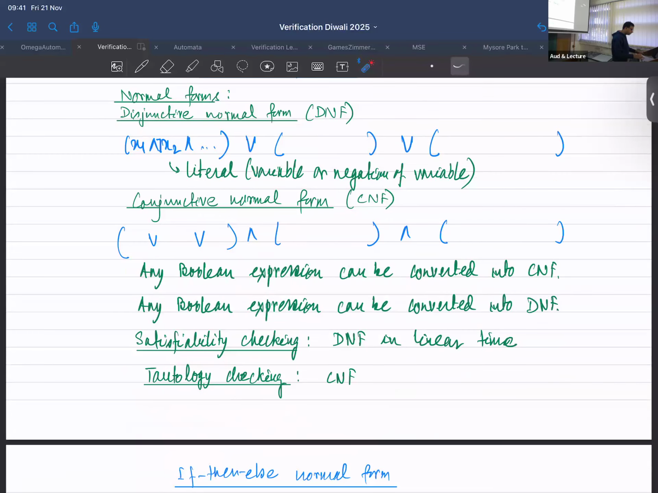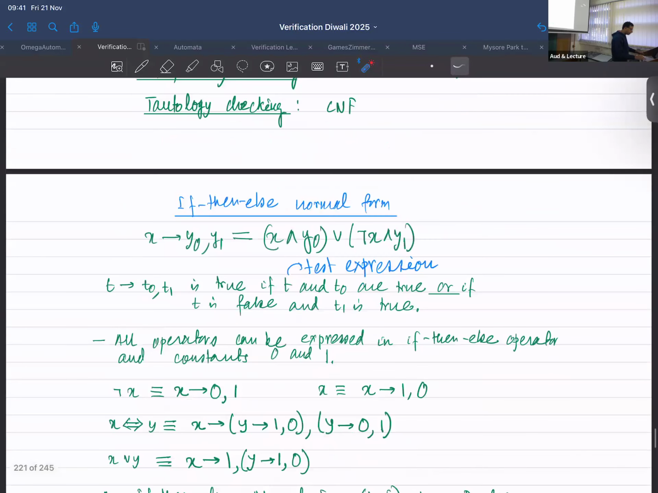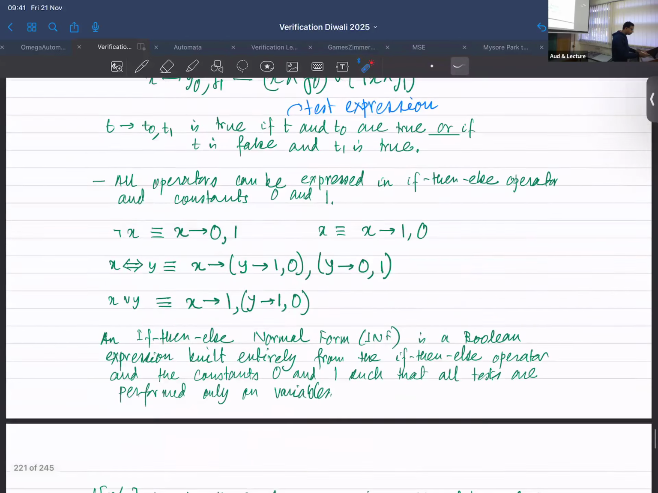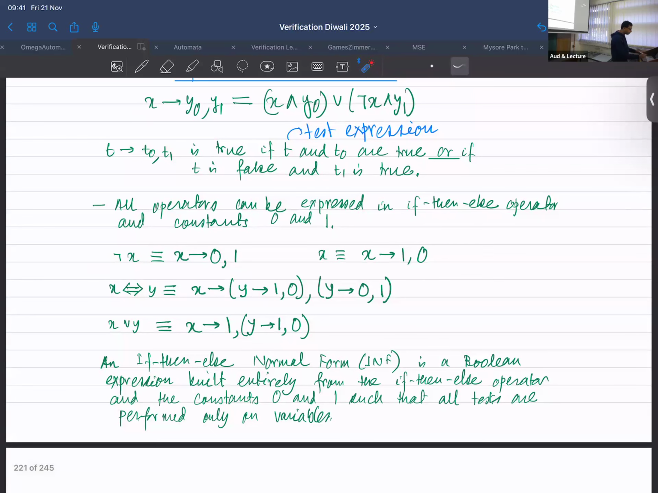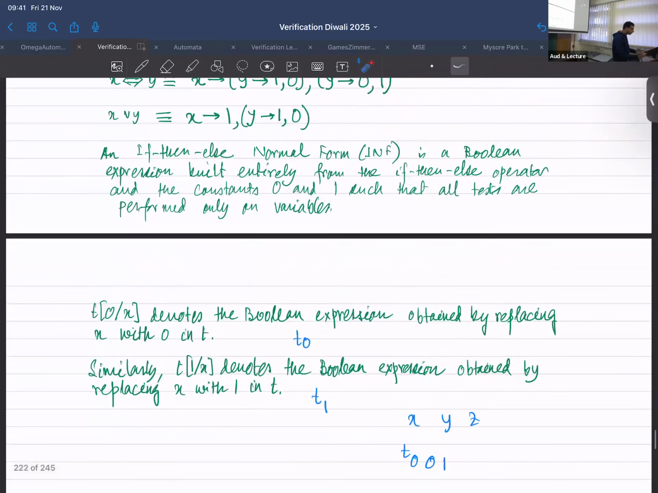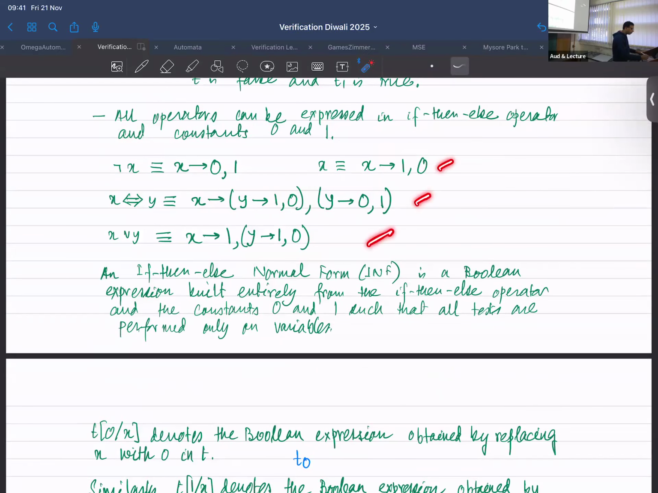So how does a BDD look? If you recall, the if-then-else normal form is like this. If X is true, then this is what we call the high branch, the first one, and this, corresponding to false, is the low branch. And we looked at different examples of Boolean functions and how you represent them using BDDs.